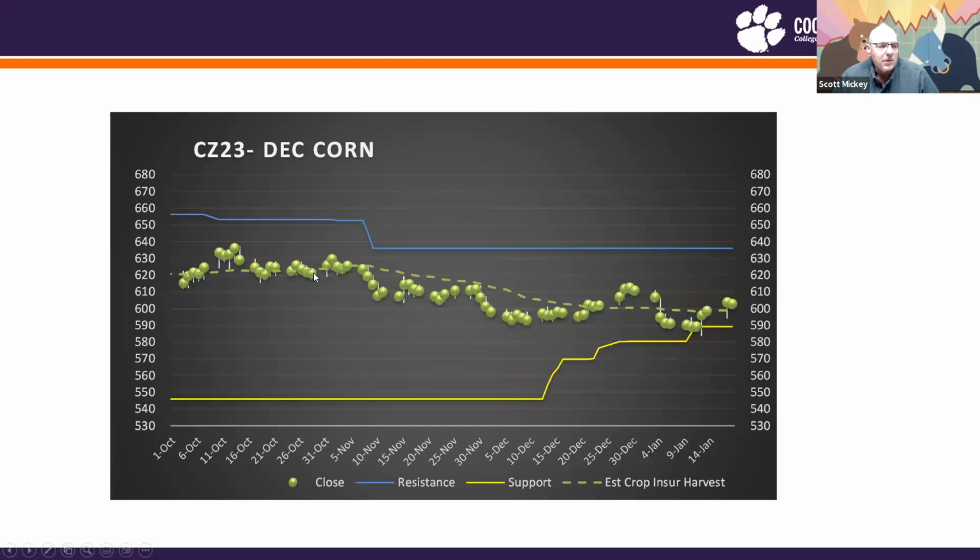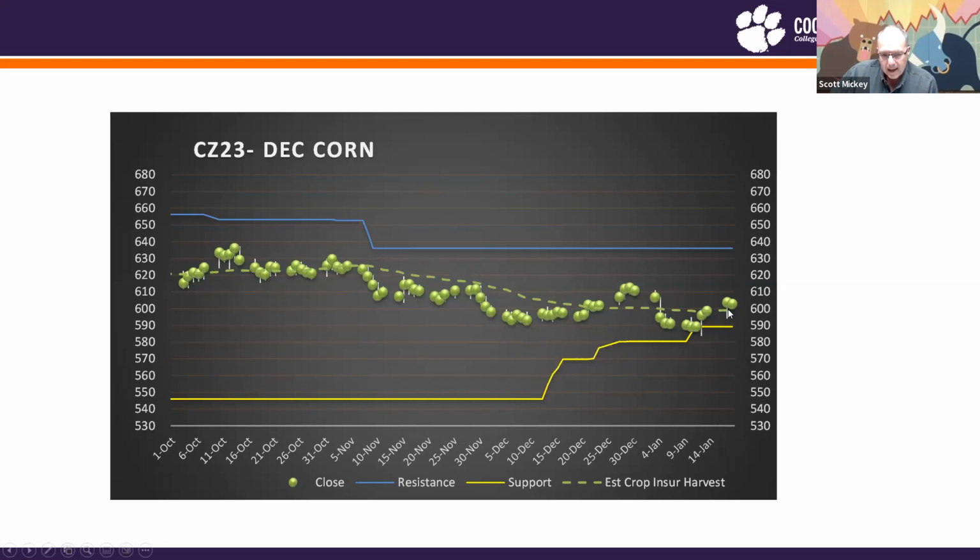As we look at what the futures prices have done the last 100 days, December 23 corn prices have been drifting lower. You can kind of see this trend from back in October. We had the 100-day high of about $6.35. And back in early January, we made our 100-day low of around $5.90.